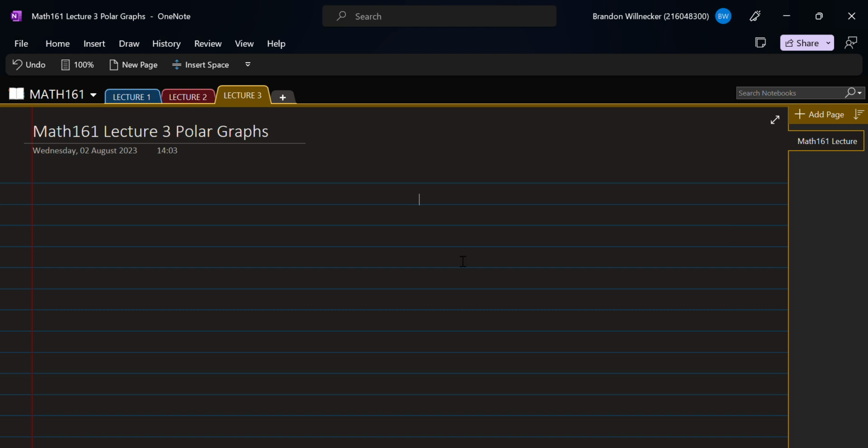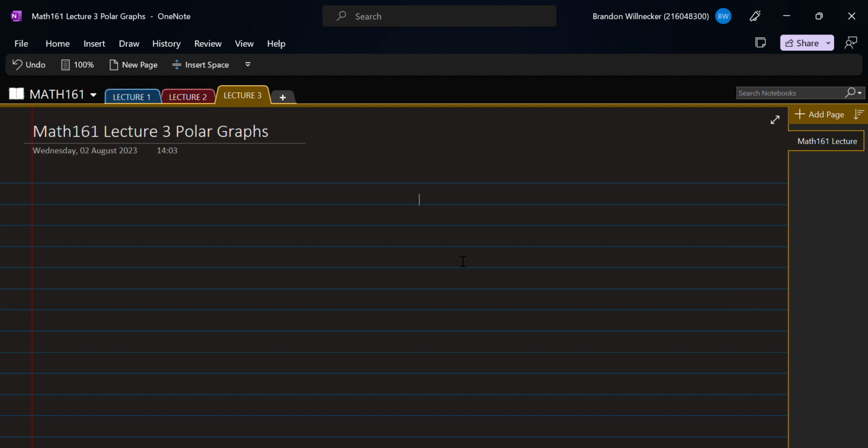Okay, so previously we looked at the idea of polar coordinates, and we found the mapping from polar coordinates to Cartesian coordinates and Cartesian coordinates to polar coordinates. So that was just with a point. Okay, we could go between the two.